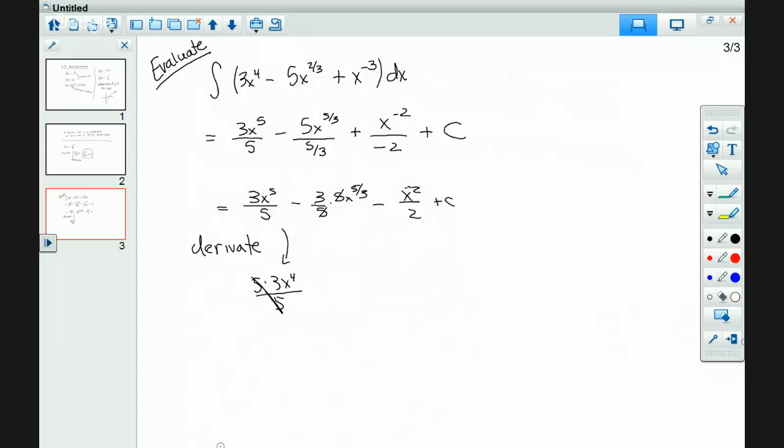Now what's this one? Bring the 5/3 down, x, and then subtract 1, to the 2/3. And what do we end up with? Our original. That's why we have to do that division. Okay. And then this one.